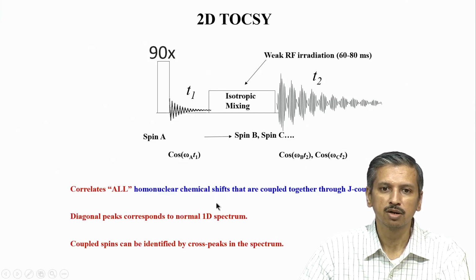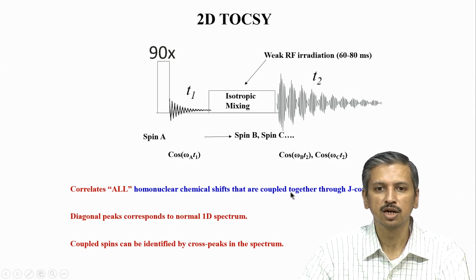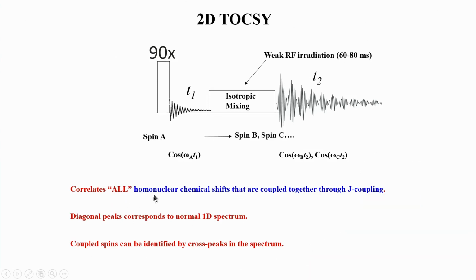So, it correlates all homonuclear shifts that are coupled through J coupling. This is an important point in a TOCSY: we correlate all homonuclear chemical shifts that are coupled together, meaning there should not be any break. If A, B, C, D, E are 5 hydrogens, A should be coupled to B, B to C, C to D and D to E. It can't be that A to B is coupled, but there is no coupling B to C, and still I can go from A to E. I can't, because of the break.